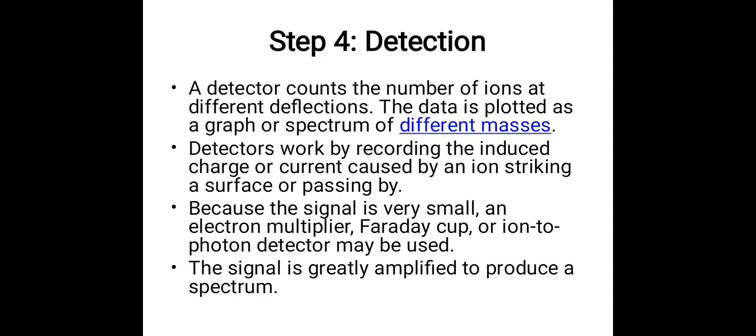Detectors work by recording the induced charge or current caused by an ion striking a surface or passing by. Because the signal is very small, an electron multiplier, Faraday cup, or ion to photon detector may be used. The signal is greatly amplified to produce a spectrum.